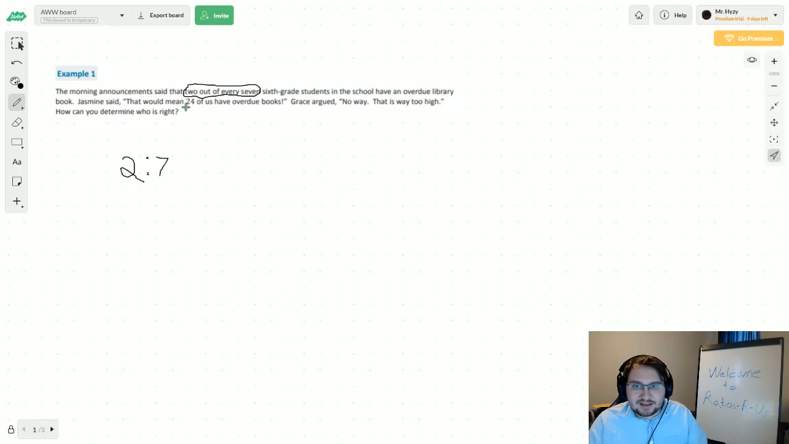Jasmine says that means that 24 of us have overdue books. Well, 24 out of how many? That's really the problem. So if we're trying to find out who's right, we need to know how many students are in the 6th grade to begin with. If we don't know how many students are in the 6th grade, how are we going to know if Jasmine is right or if Jasmine is wrong?